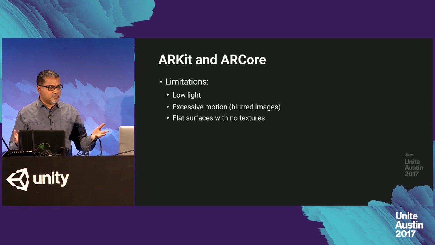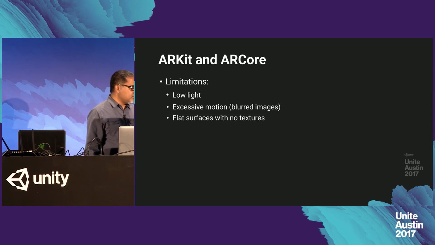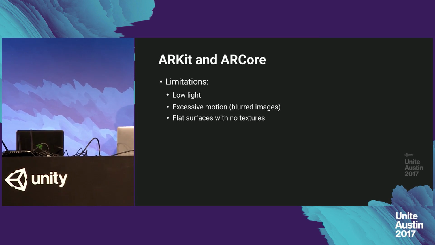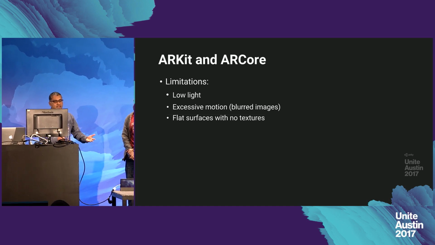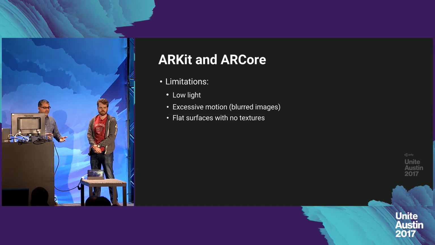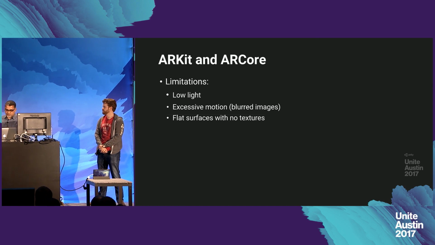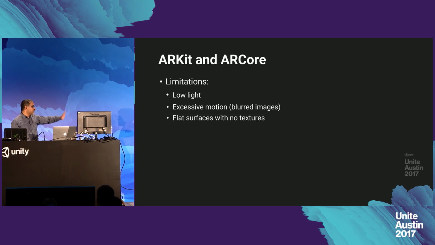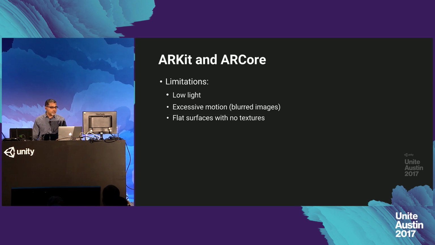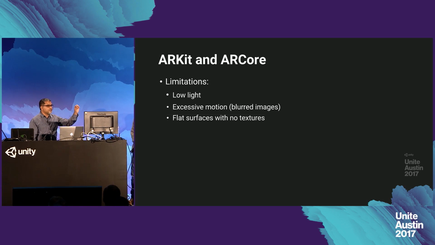Flat surfaces with no textures. You notice that the table that we're trying this on has a carpet that we put on top so that it would actually show the feature points. Otherwise, if it's a really flat surface, like a black or a reflective surface, it's hard for it to pick up feature points. So you have to be cognizant of that. Same with a white wall. You won't be able to pick up any feature points on a white wall. But if it has some kind of texturing or something where you can see some shadowing, then it's easier to pick things up.